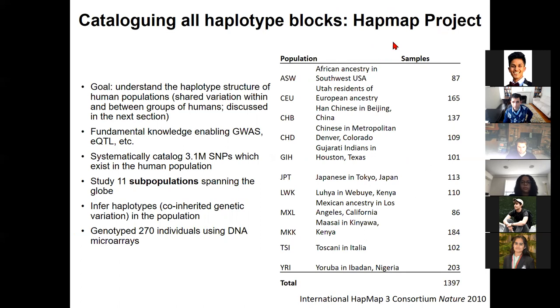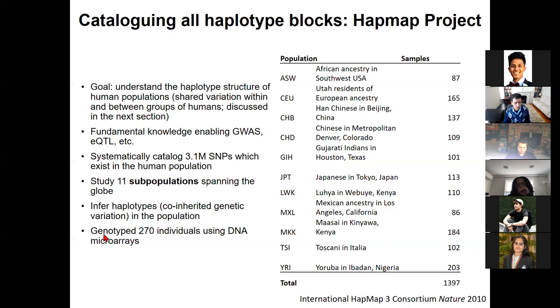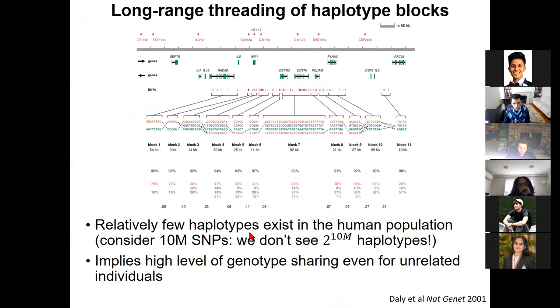So basically what the HapMap project did is catalog these haplotype blocks across different populations. So the Central Europeans, Chinese, Mexican, Kenyan, Yoruban, and so on and so forth. The goal was to understand this haplotype structure of the human population based on the shared variation both within and between groups of humans. The fundamental knowledge that this enabled is now allowing us to carry out genome-wide association studies and eQTLs, by systematically cataloging these millions of SNPs across these 11 subpopulations across the globe, and then inferring haplotypes, which are these co-inherited blocks whose co-inheritance you can measure using these D prime and R squared. And then it genotyped 270 individuals using these DNA microarrays.